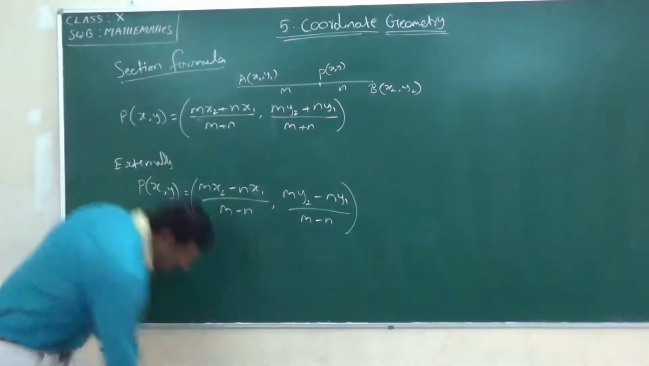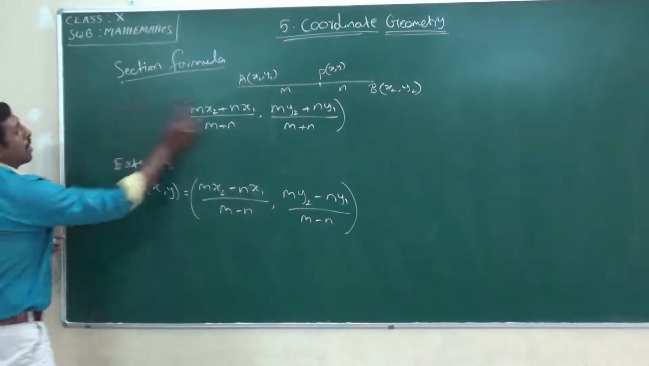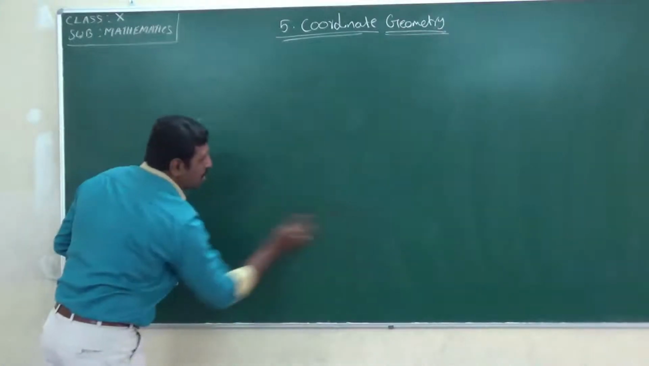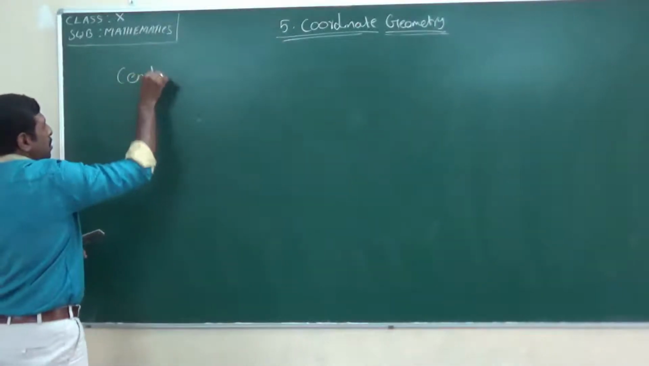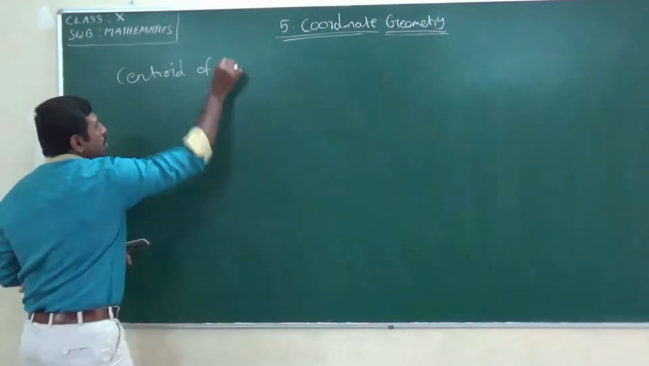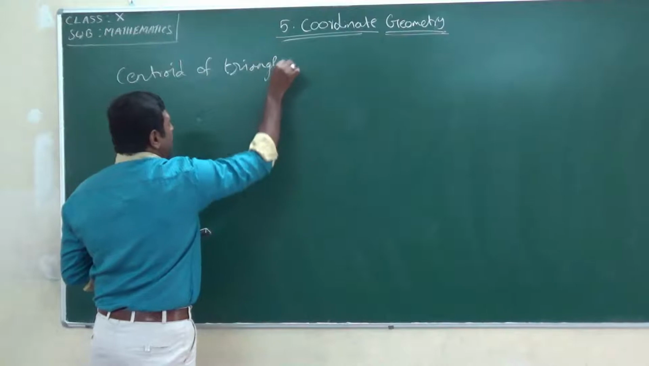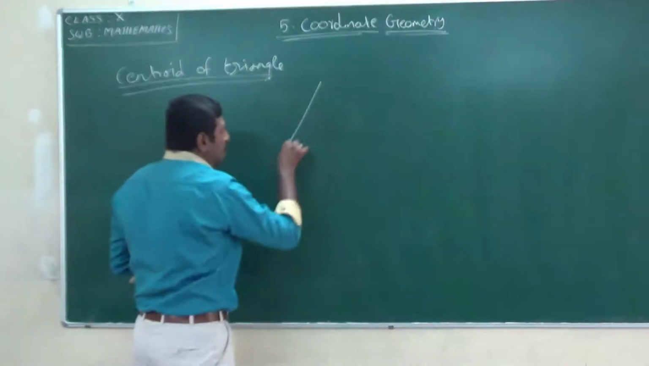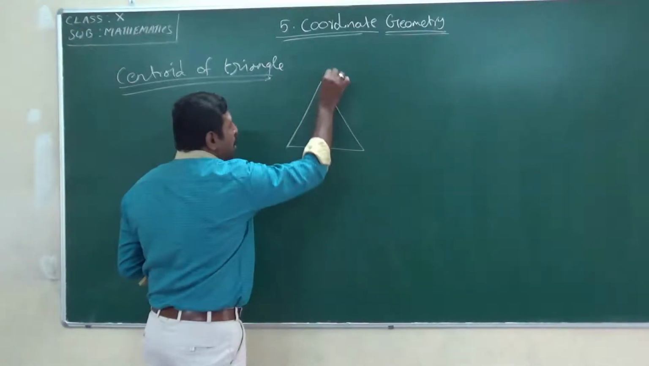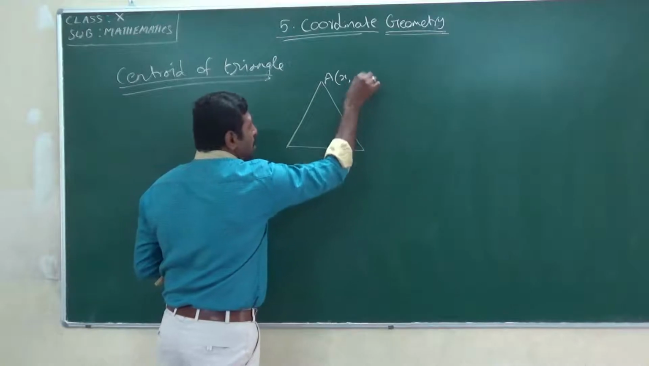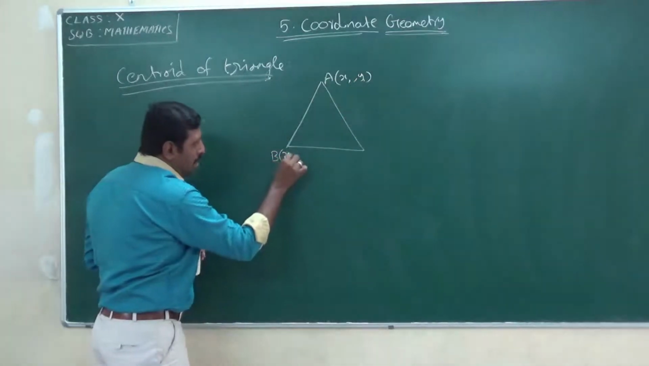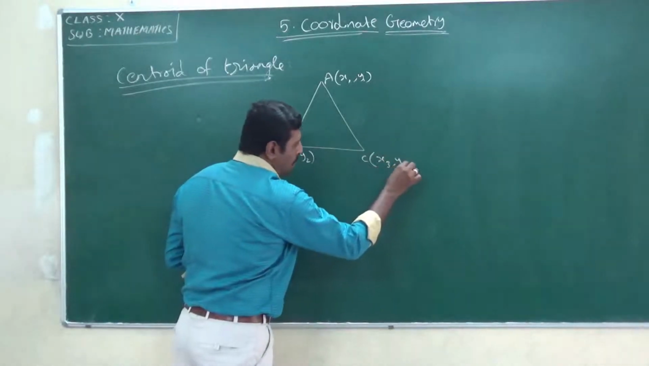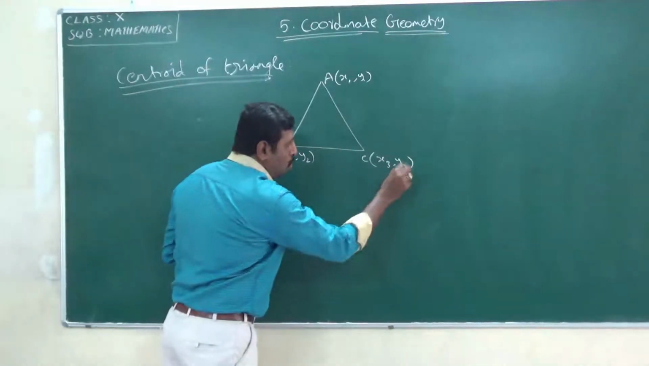Let me see the centroid of the triangle, right? Centroid of the triangle. See, in a triangle, the three vertex points are given. A is taken as x1, y1, the B point is given as x2, y2, and the C point is given as x3, y3. Now we want to find the centroid.